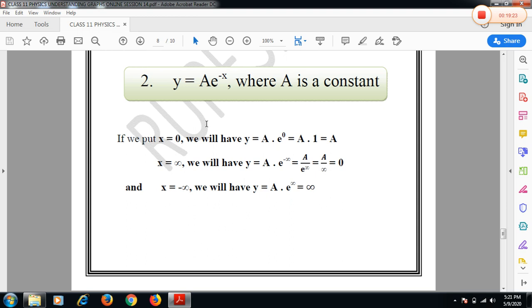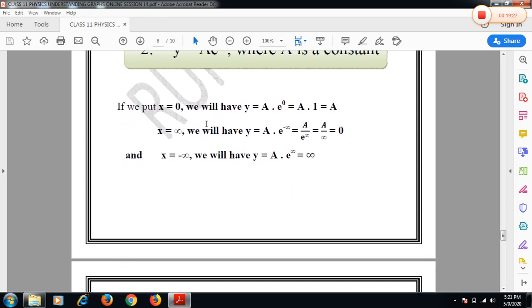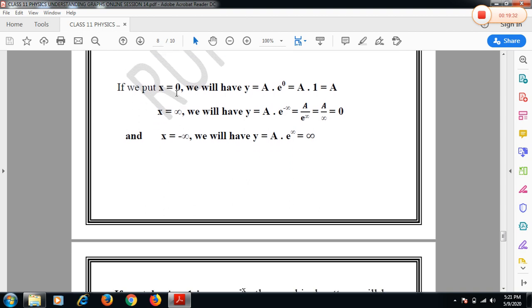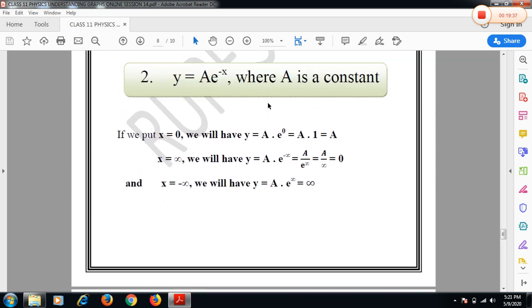So, let us verify it. Again, what will we be using? Critical point analysis. Okay, so at x equals 0, we will have y equals a into e to the power 0, that is, a into 1 equals a. At x equals infinity, we will have y equals a into e to the power minus infinity, that is, a by e to the power infinity, equals a by infinity, equals 0.